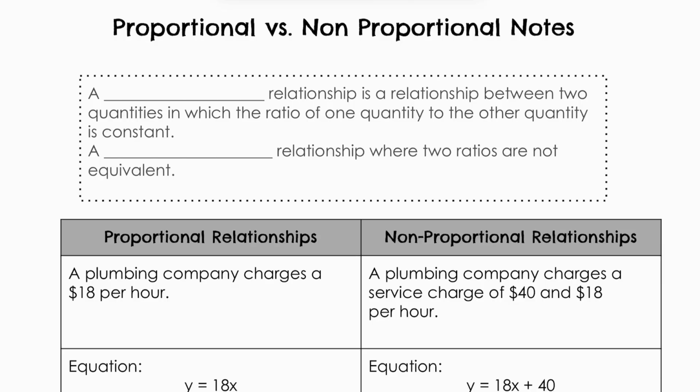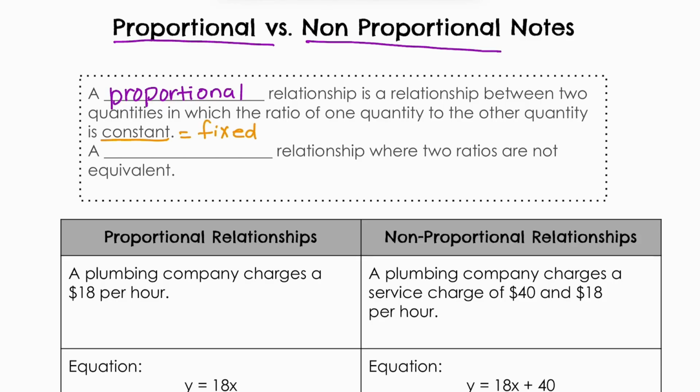In this video, I'm going to be explaining what proportional and non-proportional relationships look like in word problems, tables, and graphs. A proportional relationship is a relationship between two quantities in which the ratio of one quantity to the other quantity is constant. Constant means a fixed value, and it does not change.